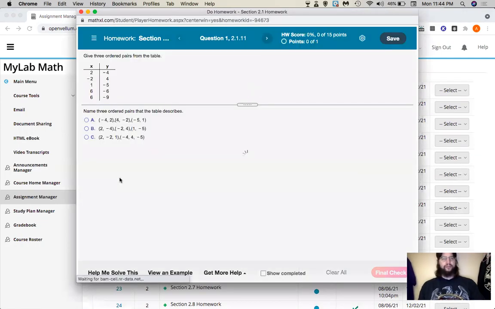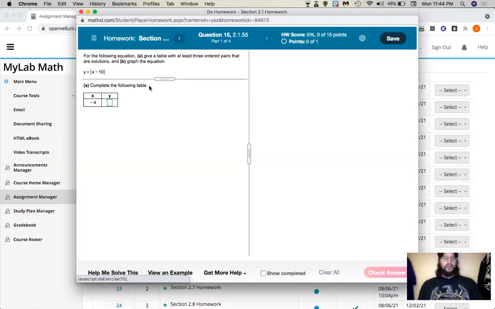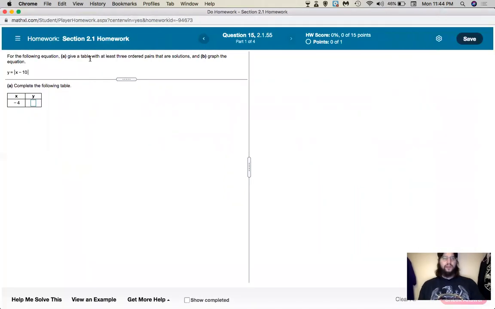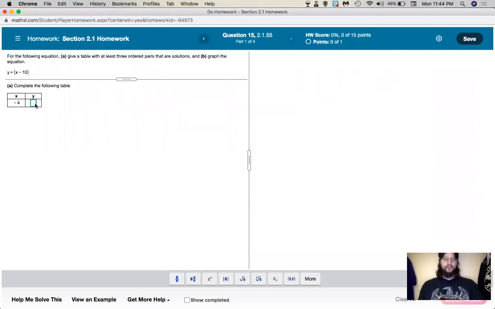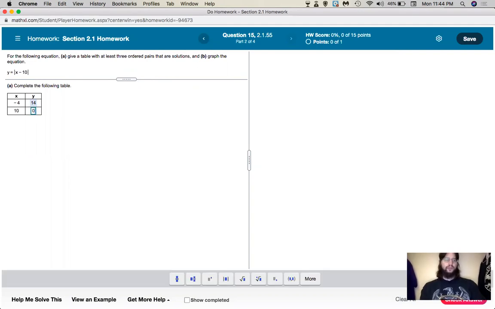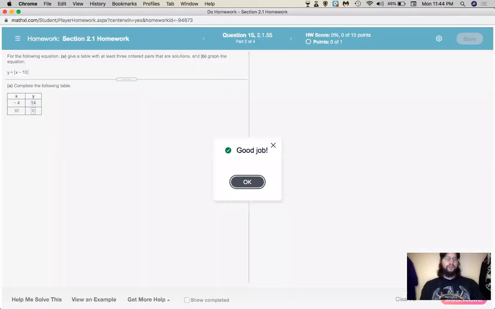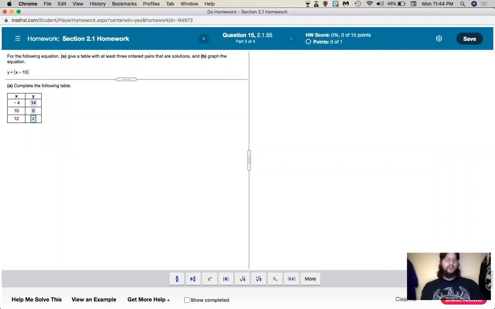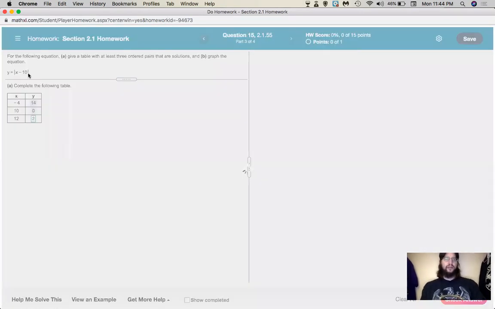Oh, that's one. So complete the table. All we gotta do is plug in numbers. You could use the calculator, but hopefully you don't need to. Actually, just use it. Negative 4 and negative 10 makes negative 14. That's the value that is 14. 10, that's going to be a 0. 12, that's going to be a 2. I'm literally just plugging in x here and finding out what y is. Graph it.